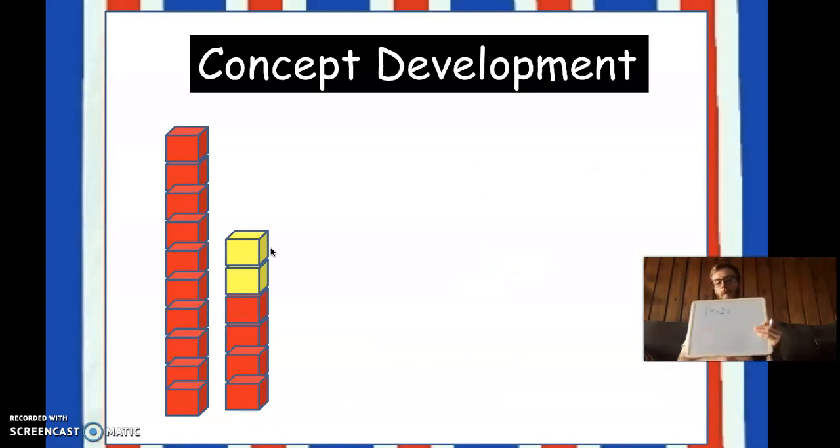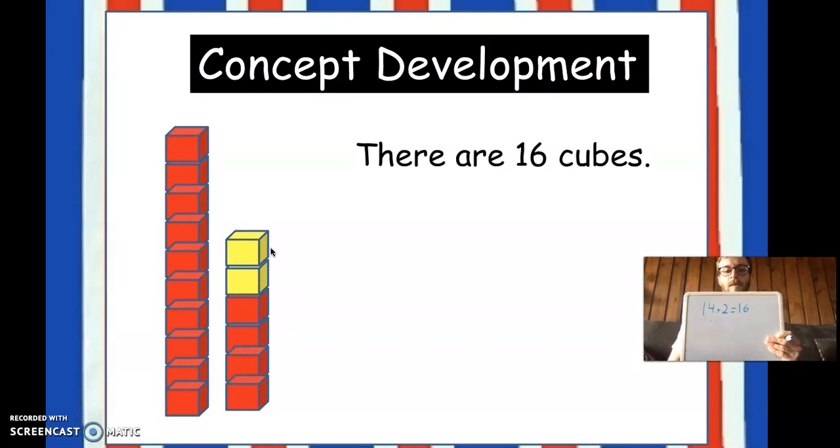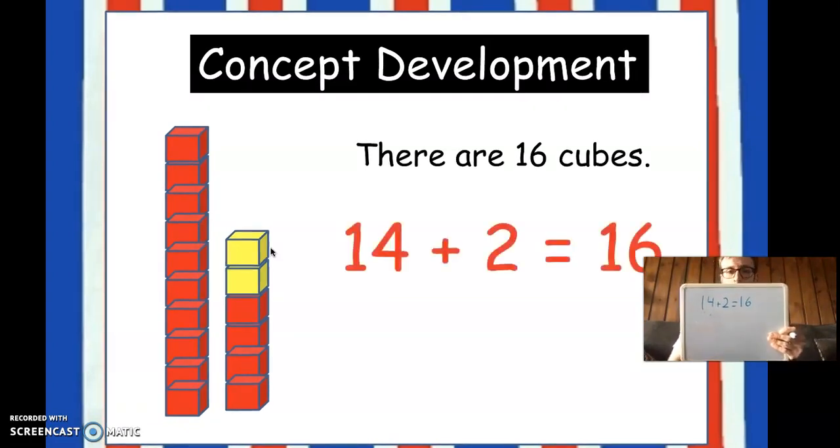All right. I did 14, 15, 16. So I got 16. If you didn't, please correct it so that you have your board looking like mine. So we have 16 cubes, 14 red and 2 yellow. 14 plus 2 equals 16.